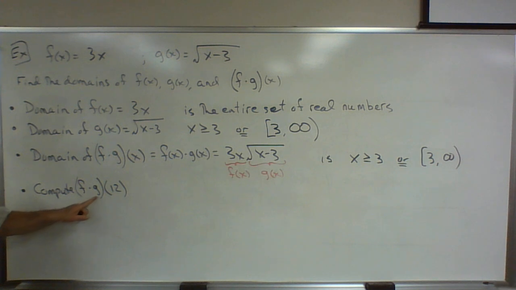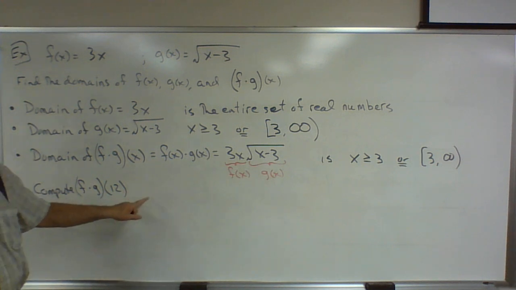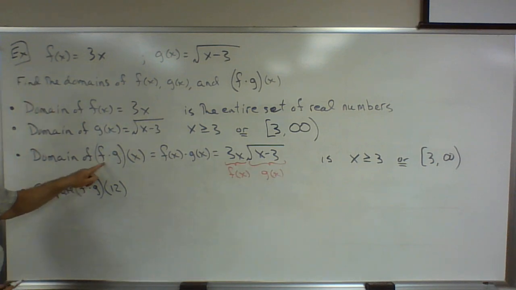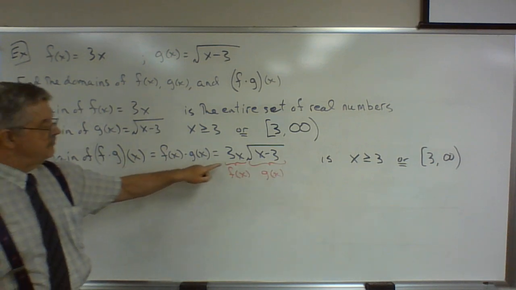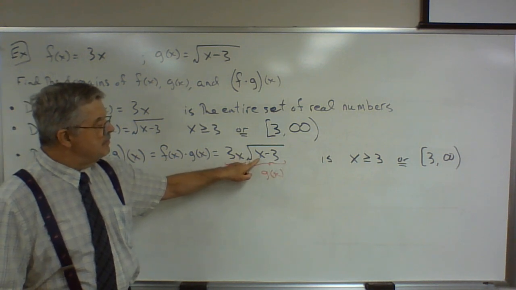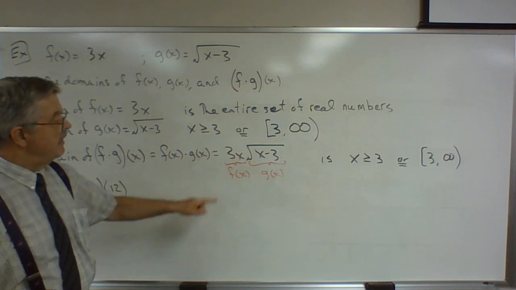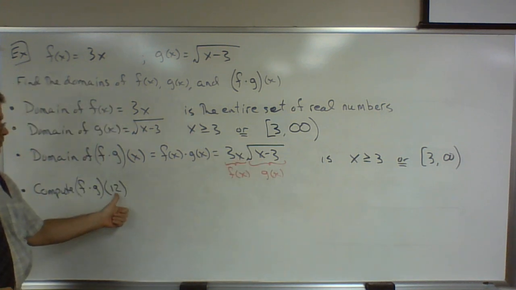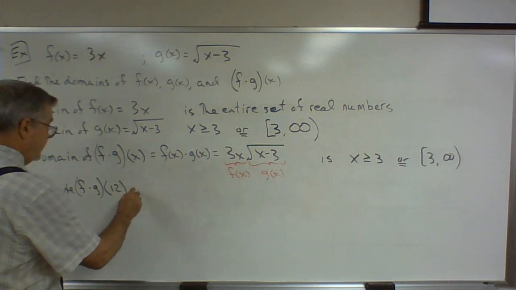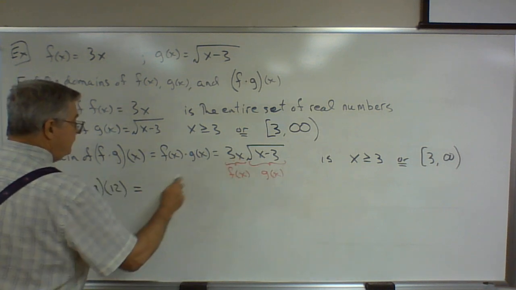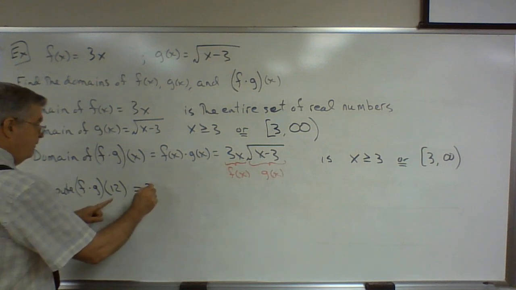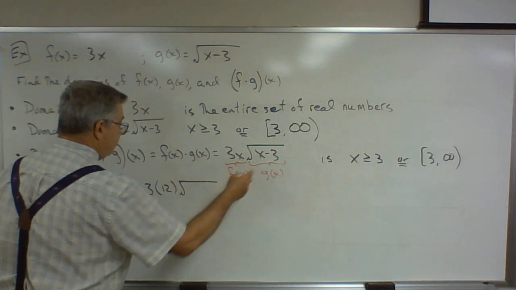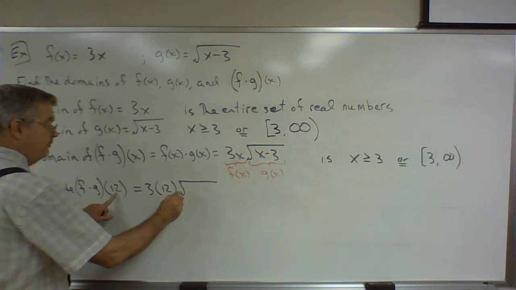Compute f times g evaluated at 12. Here's f times g. F times g evaluated at x is 3x times square root of x minus 3. So every place we see an x up here in our model, we're going to put 12 down here. 3 times x, ooh, but x is 12, times square root of x minus 3, but x is 12 here.